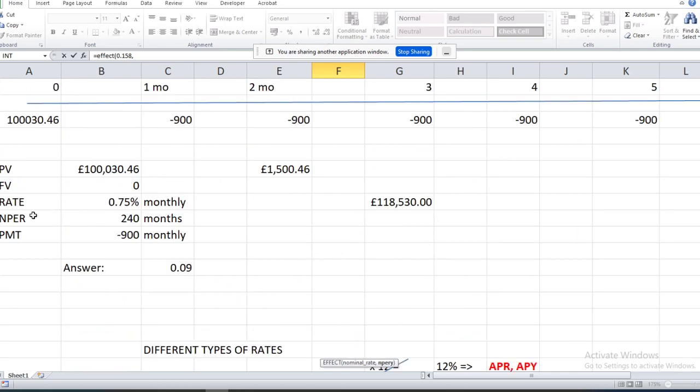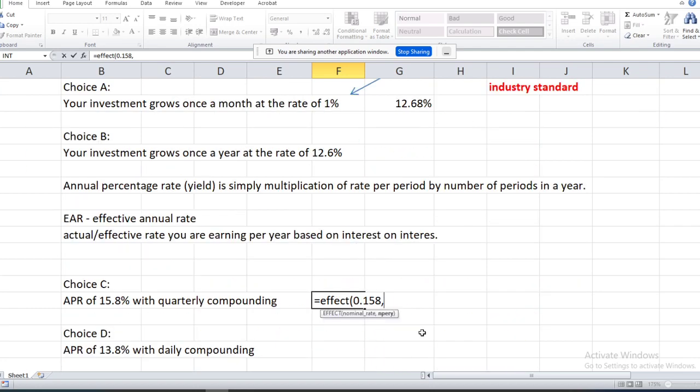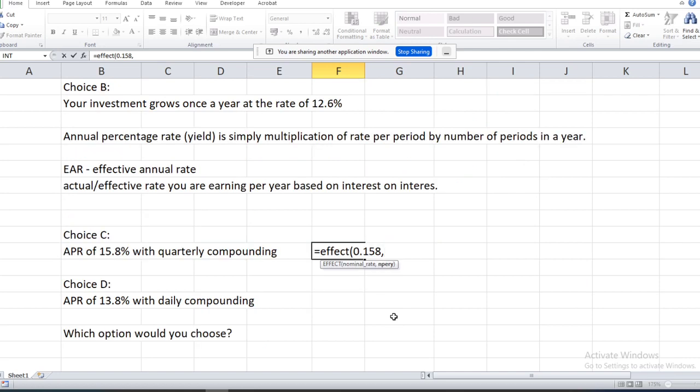NPERY is not NPER. Over here we had NPER. NPER is number of periods in your whole investment life, right? But NPERY, it's a bit different. There is one extra Y over here. That means how many periods are inside 1 year only. So if you look at quarterly periods, there are 4 periods in 1 year. So choice C gives you an effective annual rate of 16.76%.